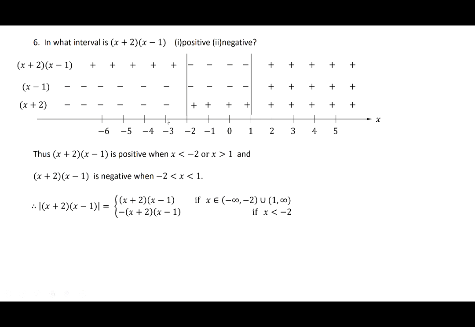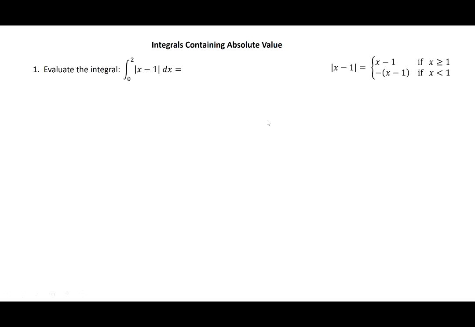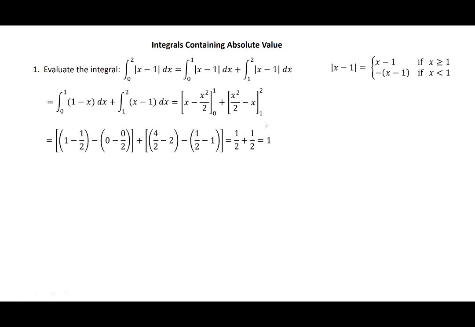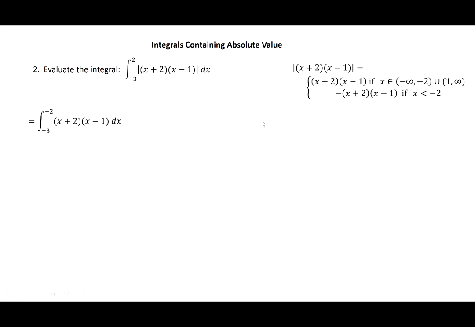And we notice negative 3 to negative 2 is one interval. Negative 2 to positive 1 is the second interval where this thing is negative, and 1 to 2 is the third interval. So we should split this integral into three parts: negative 3 to negative 2, negative 2 to positive 1, and 1 to 2. And suitably replace the absolute values.